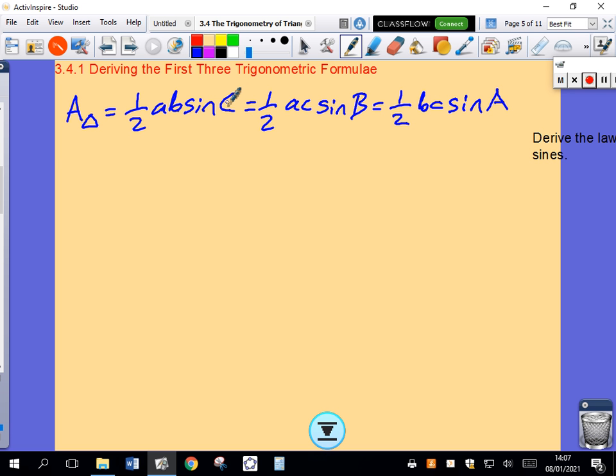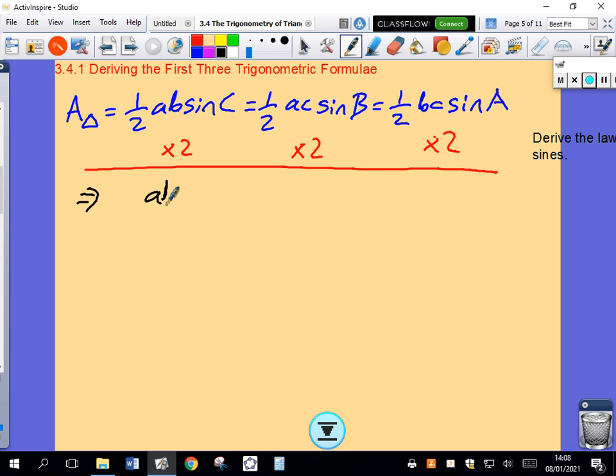So we have an equation, there's four sides to this equation. I'm going to focus on these three, and I'm going to just double all those sides using the multiplication property of equations, which says if every side in an equation is multiplied by the same quantity, then all sides remain equal. So doubling all sides gives me that ab sine C is equal to ac sine B is equal to bc sine A. The doubling, of course, just cancels out that half.